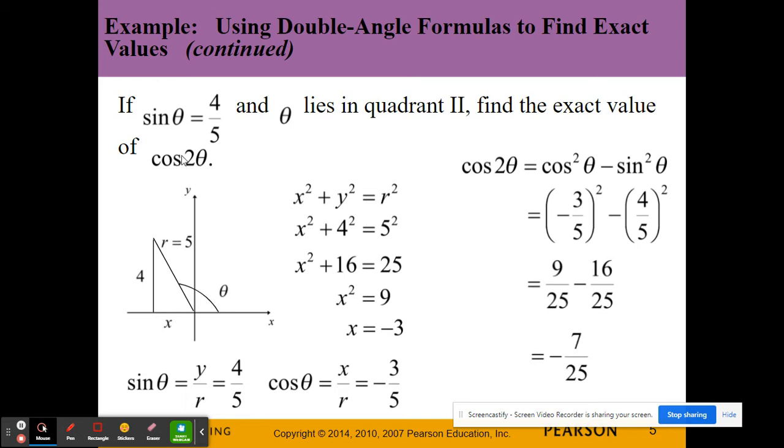Now the difference is, since the question is asking you for cosine of 2 theta instead of sine of 2 theta, the formula that you're going to use is different. So cosine of 2 theta is equal to cosine squared theta minus sine squared theta. Well, cosine theta is negative 3/5, so squared would just be 9/25. And then same thing with sine squared theta. Sine theta is 4/5, so you would square it to get sine squared theta. You end up with 9/25 minus 16/25, which ends up being negative 7/25.